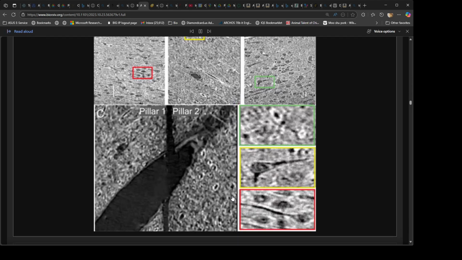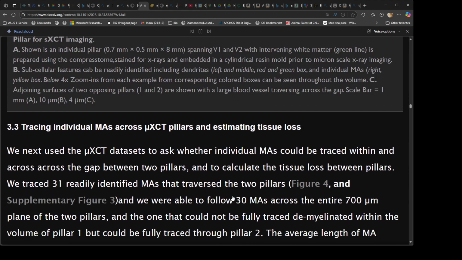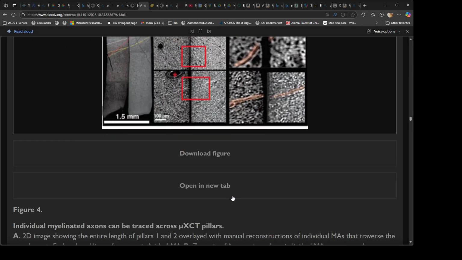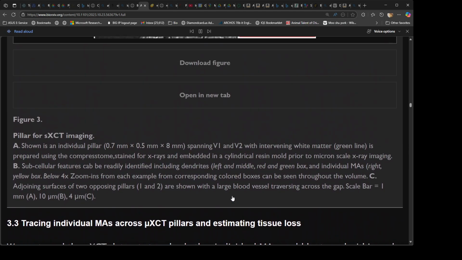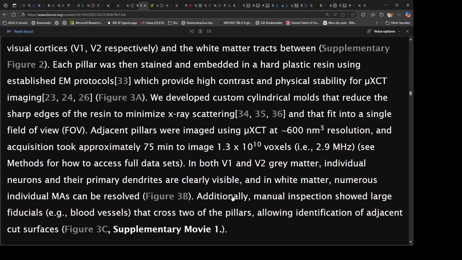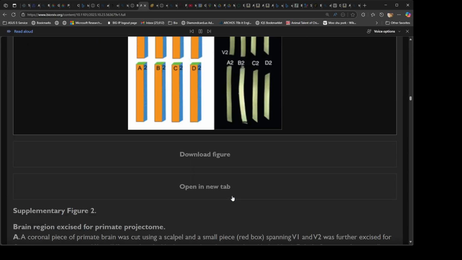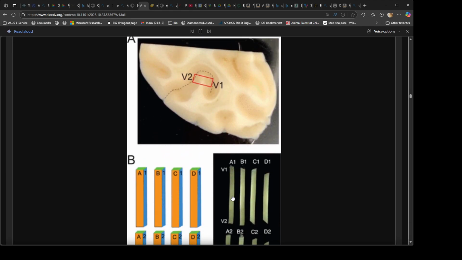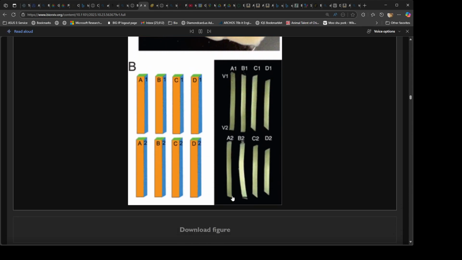Supplementary Figure 2. Brain region excised for Primate Projectome. A. A coronal piece of primate brain was cut using a scalpel, and a small piece, red box, spanning V1 and V2 was further excised for compressed-tome sectioning. V1 and V2 were identified by locating the calcarine sulcus, dashed line. B. Left. Cartoon of tissue pillar array made from compressed-tome sectioning of V1/V2 brain tissue from A. Right. Bright field images of tissue pillar array spanning V1 and V2.